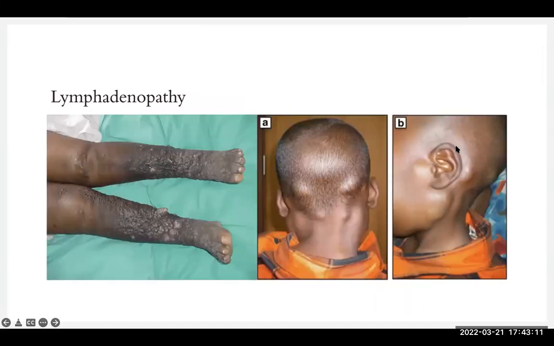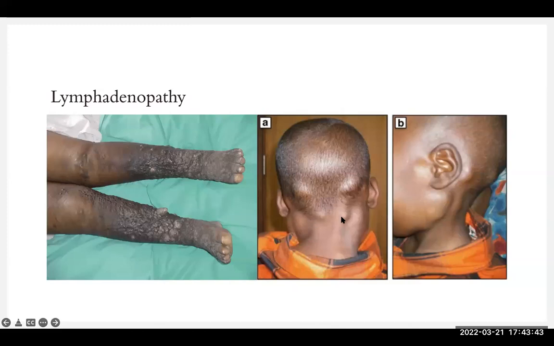So when you're talking about lymphedema, we have lymphadenopathy again, because it goes straight into the lymph nodes, and then you have this lymphedema, which is basically accumulation of fluid outside of the vascular space. And as you can see here, this patient has nodules. This was an HIV patient. You can see they have nodules and they still have the edema.